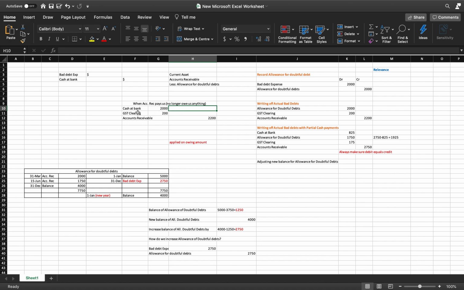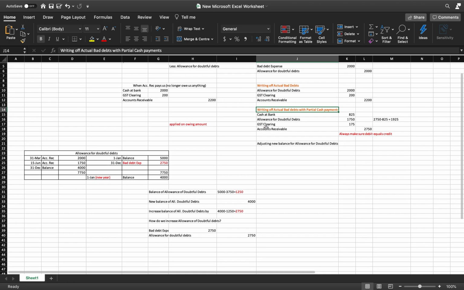Okay. So we also credit accounts receivable. We also debit GST clearing. But in this case, because we are not receiving any cash, we cannot debit cash at bank, and instead we debit allowance for doubtful debts. So you can think about writing off bad debts as the accounts receivable paying us in the contra asset account instead of in cash at bank.